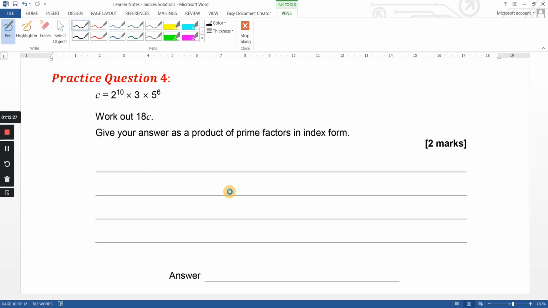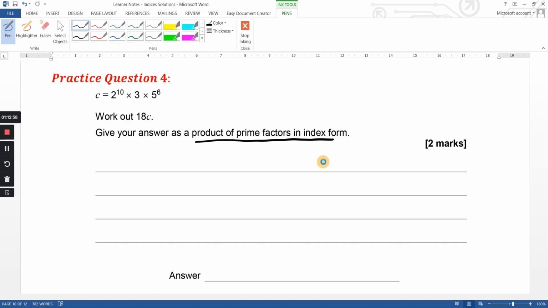Practice question 4, c is equal to 2 to the power 10 times 3 times 5 to the power 6. Work out 18c. Give your answer as a product of prime factors in index form. We've seen this before. This is to do with, do you remember when we used to do the factor tree and you put your answers as powers all multiplying each other? That's what it's asking for, product of prime factors in index form.